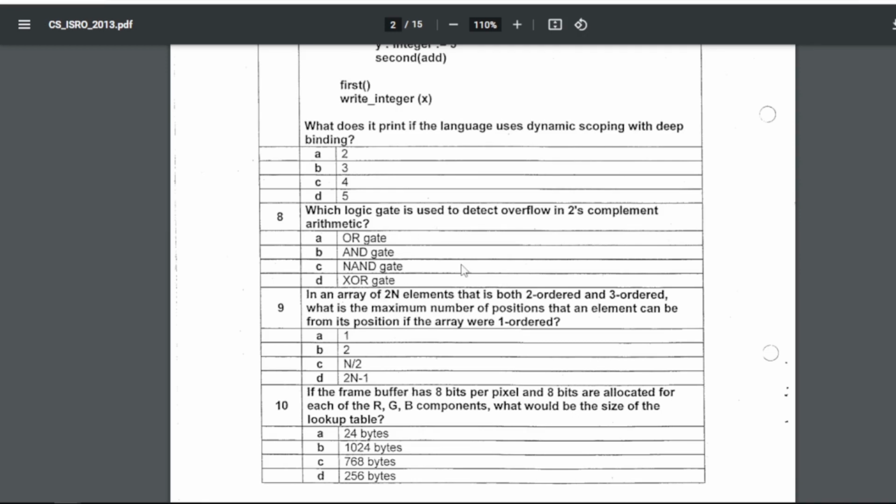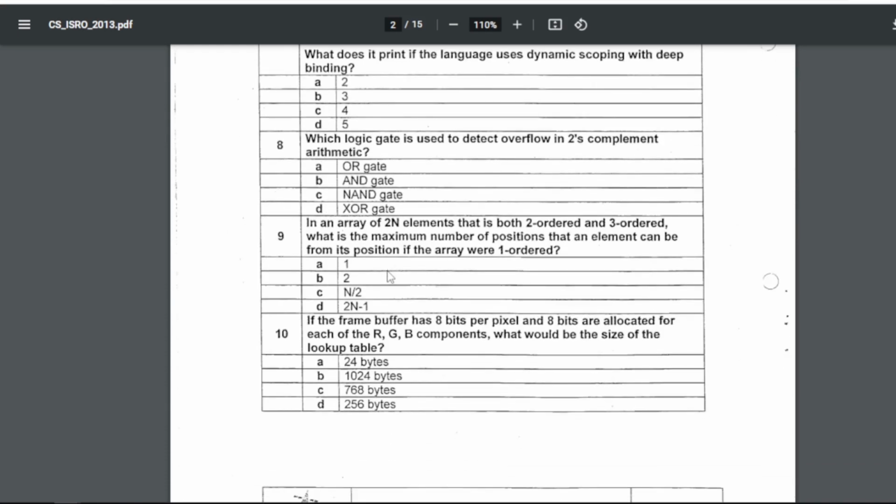Because in 2's complement numbers we can check whether there is an overflow or not by taking the XOR of carry in and carry out of the most significant bit. So if the XOR value is 0 then there is no overflow, but if the XOR value is 1 that means there is overflow. So an XOR gate detects overflow in 2's complement, right?